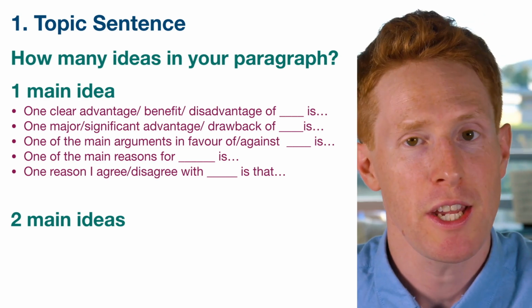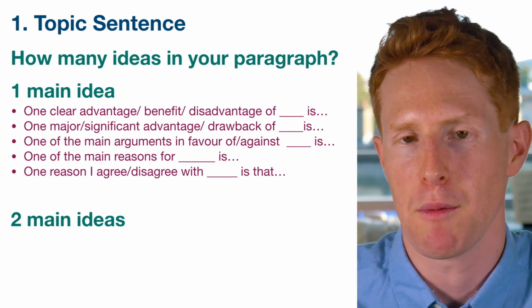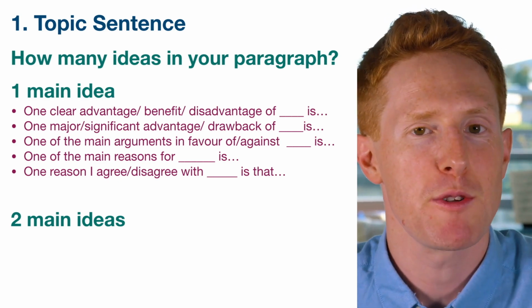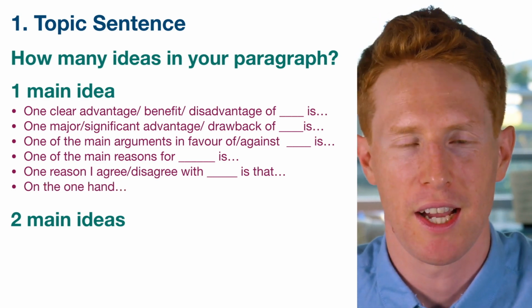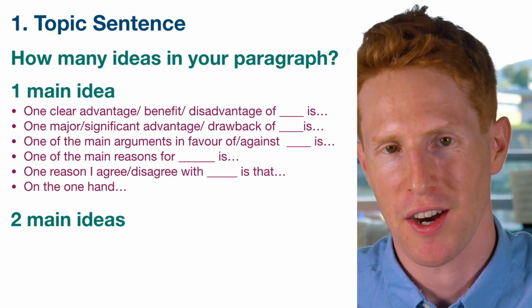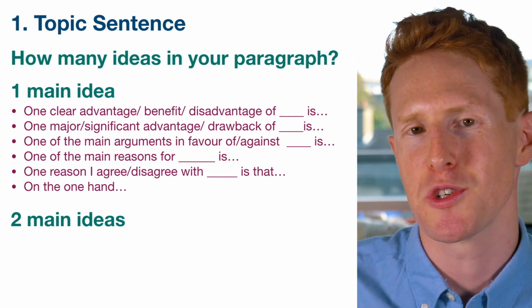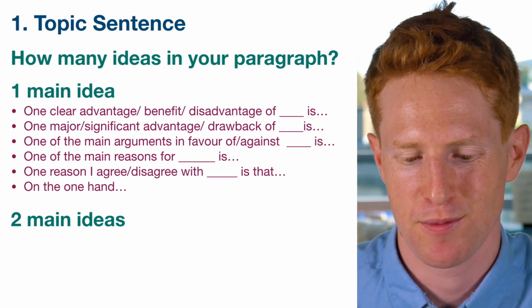One reason I agree or one reason I disagree with something is that, and then we elaborate. And then sometimes we also use on the one hand. So we say on the one hand, and then we introduce our ideas, and then in a future paragraph we'd say on the other hand, and introduce contrasting ideas.